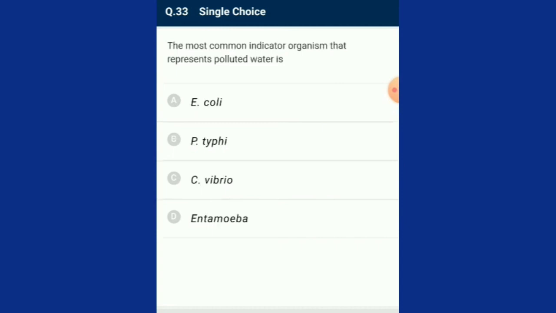Question number 33. The most common indicator organism that represents polluted water is E. coli bacteria. Coliforms are a group of bacteria found in human metabolic waste. Presence of such bacteria, that is E. coli, a member of the fecal matter in the surface water, is a common indicator of fecal contamination. So the answer is option E.